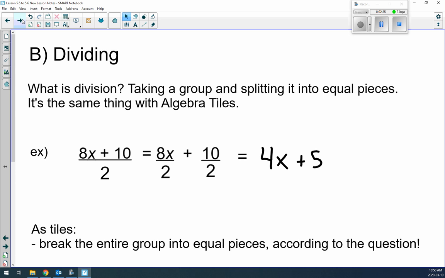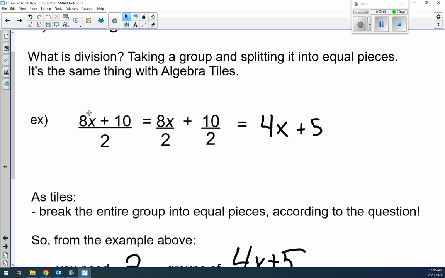So now let's talk about dividing. Now dividing is interesting. You got to take the group and split it into equal parts. So mathematically, you can do it this way. So 8x plus 10 divided by 2, that 2 in the denominator goes with both the 8x and the 10. So you can break it up into 2 pieces if you want, and that sometimes makes it easier, right? So 8x divided by 2 is 4x, 10 divided by 2 is 5.